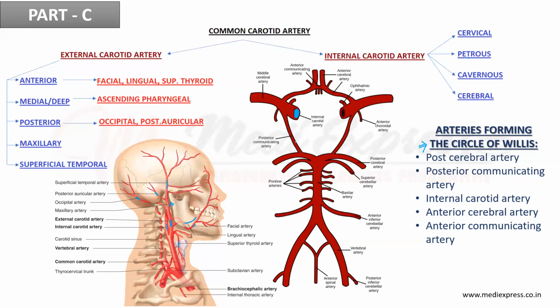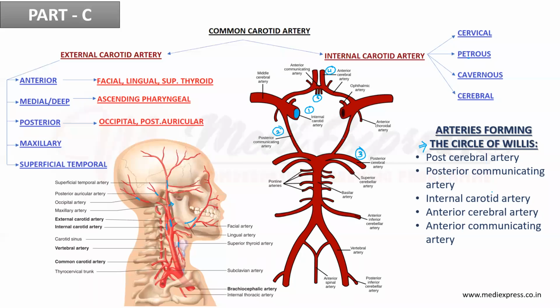This is the circle of Willis, and what forms the circle of Willis? The first one is the internal carotid artery. Second one is the posterior communicating artery. Remember, posterior communicating artery on both sides. Then we have a posterior cerebral artery. Then we have an anterior cerebral artery, and we have an anterior communicating artery. So these are the 5 things with which the circle of Willis is formed. This becomes very important, and you should know it.